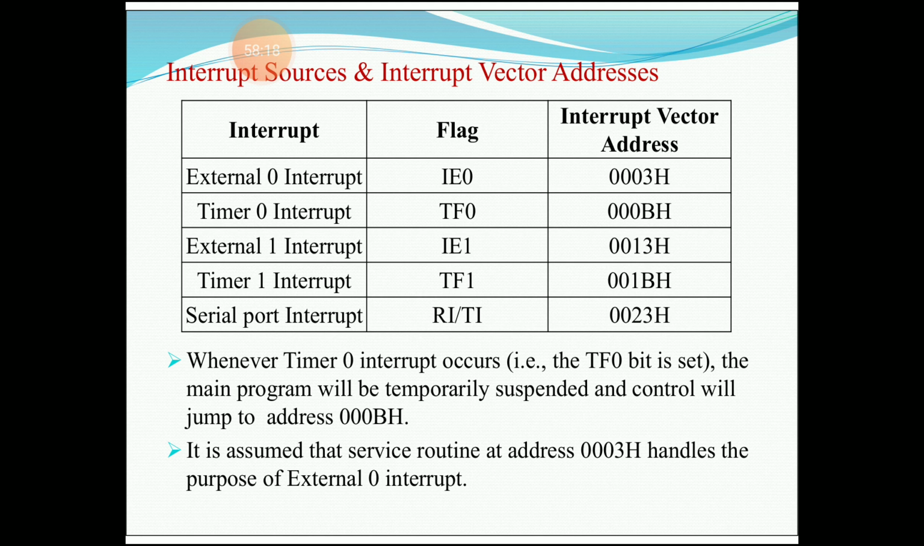Whenever a timer 0 interrupt occurs, that is the TF0 bit is set, the main program will be temporarily stopped by the microcontroller, and the controller executes a separate program from the address 000BH. Now it is assumed that the service routine at address 0003H handles the purpose of the external 0 interrupt.